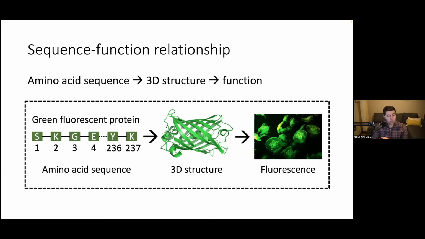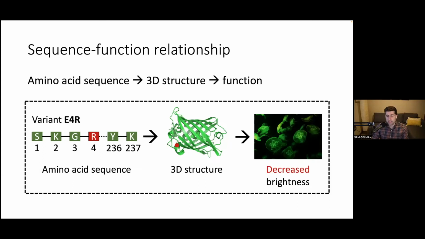Now, if we were to replace one of these amino acids with a different one, that causes a change in the structure and function of the protein. So here I replaced the E that was in position 4 with an R. And this creates a variant referred to as E4R. This variant has decreased brightness because of the amino acid substitution.